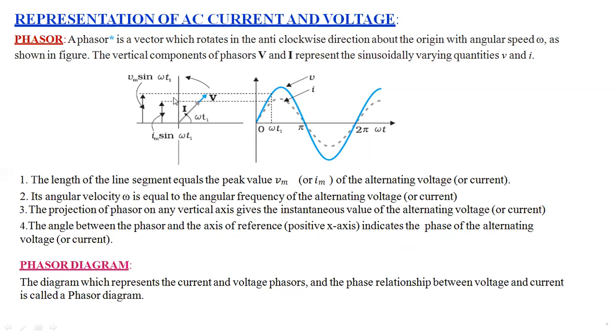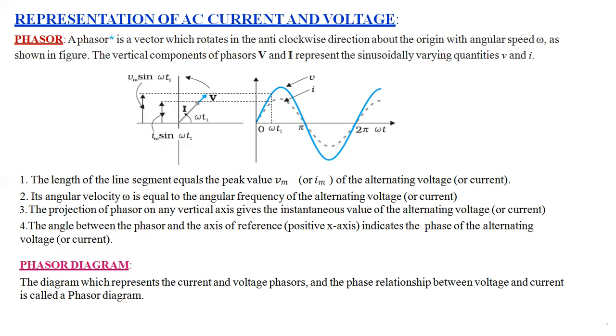The complete rotation of this phasor through 360 degrees corresponds to one complete cycle of the sinusoidal waveform. The length of the line segment equals the peak value, Vm or Im, of an alternating voltage or current. Its angular velocity omega is equal to the angular frequency of the alternating voltage or current. The projection of the phasor on the vertical axis gives the instantaneous values of the alternating voltage or current.